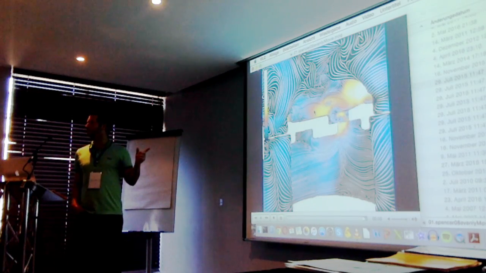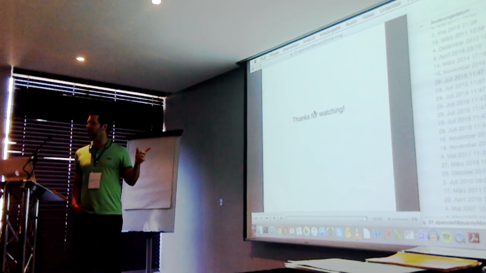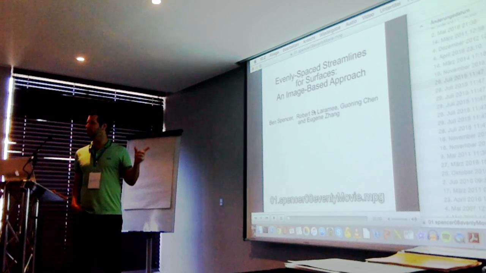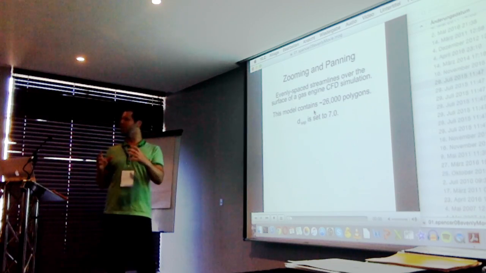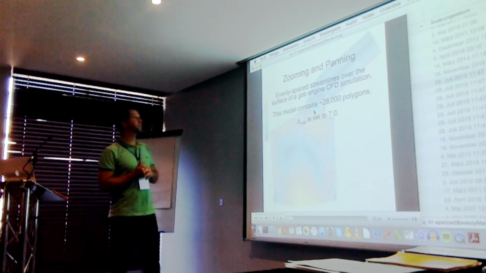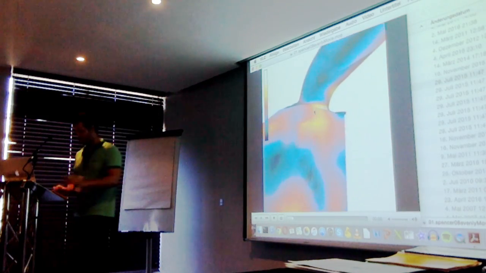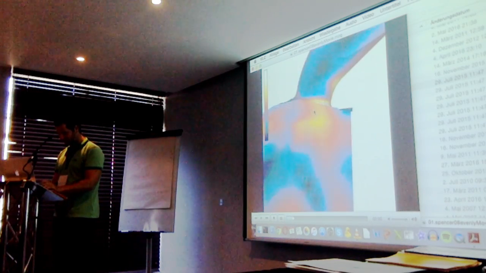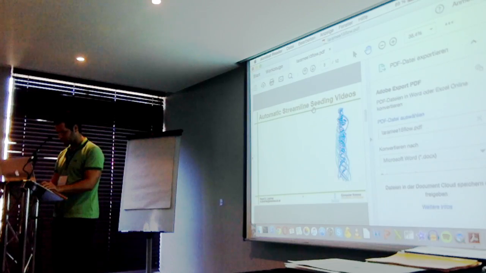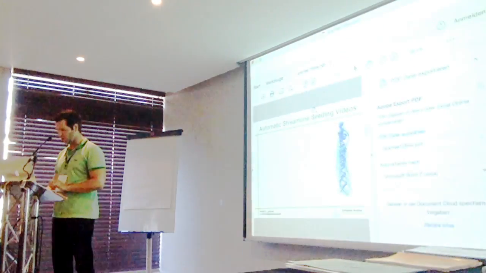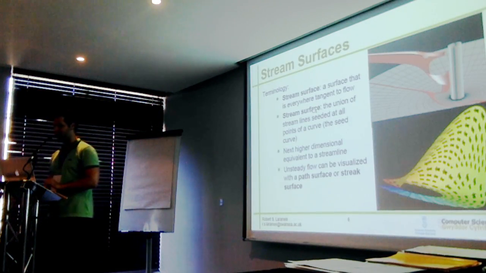Anybody know what that object is that we're looking at? It's a cooling jacket, one of the automobile parts. It's the part of your engine that keeps it from overheating. Okay, so that's the first example. It's an automatic streamline seeding algorithm.